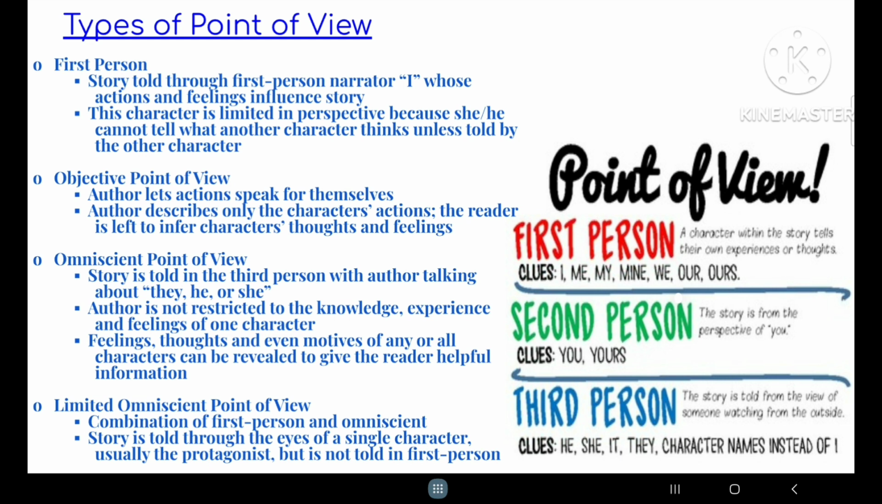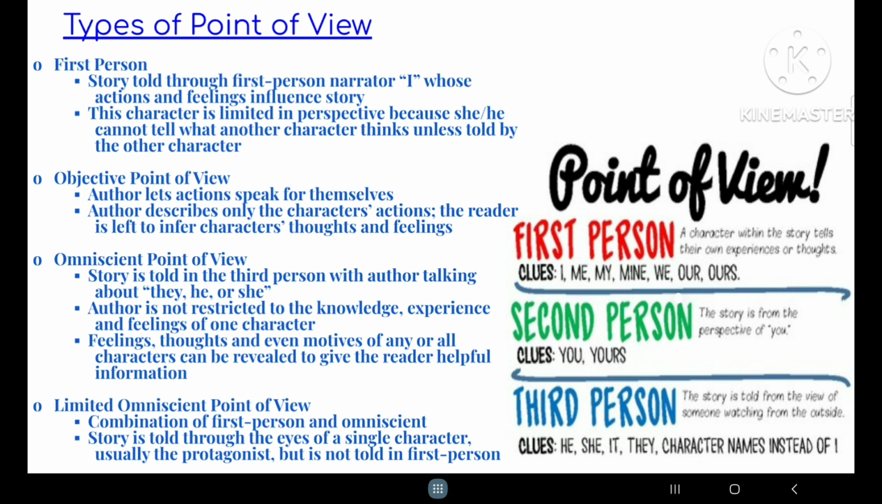The first type is first person. Story told through a first person narrator, I, whose actions and feelings influence the story. This character is limited in perspective because she cannot tell what another character thinks unless told by the other character.